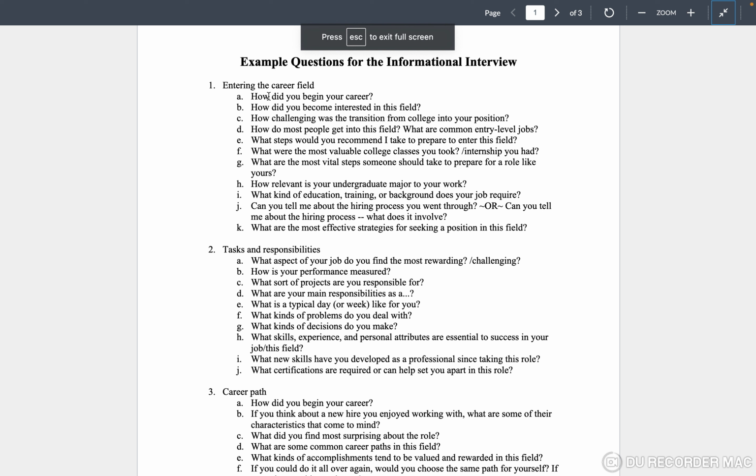So entering the career field. How did you begin your career? How did you become interested? What was the transition like from college into the profession? You can ask about common entry-level jobs, anything about college classes that they took. So this is about either before they entered the career field or as they were entering. You might even want to ask about what was the hiring process like?